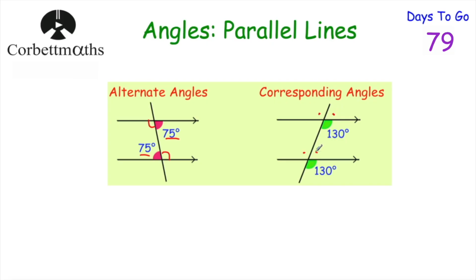So this angle is the same as that one because they're corresponding. This angle is the same as that one because they're corresponding. That one's the same as that one because they're corresponding. And the bottom left is the same as the bottom left because they're corresponding. Some people like to say that they're F angles. Again, try to use corresponding angles instead, rather than saying F angles.